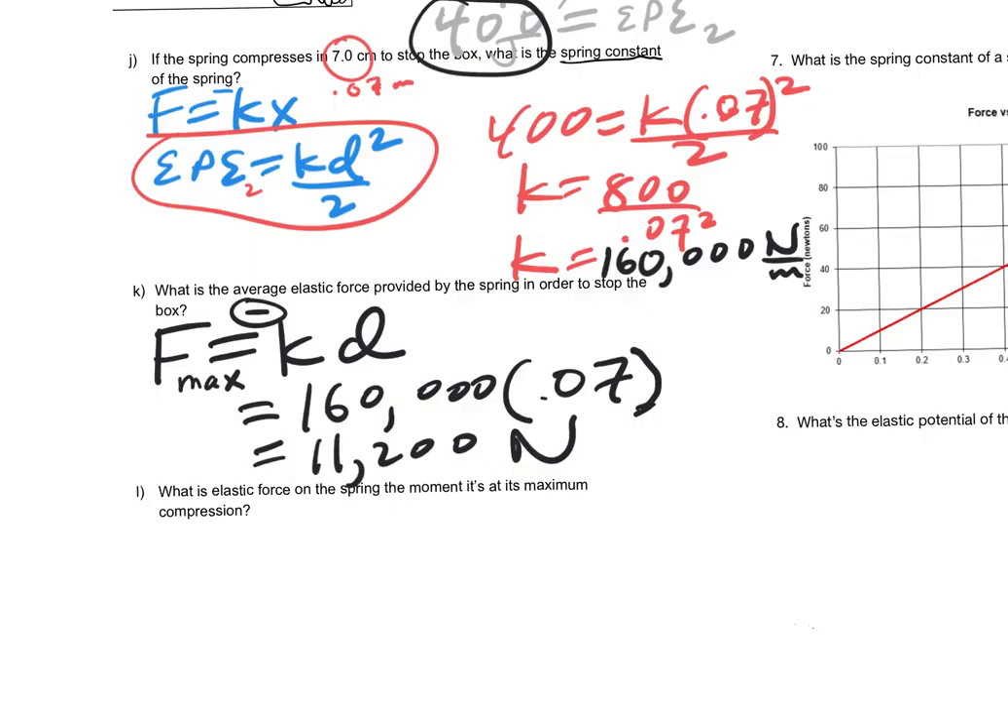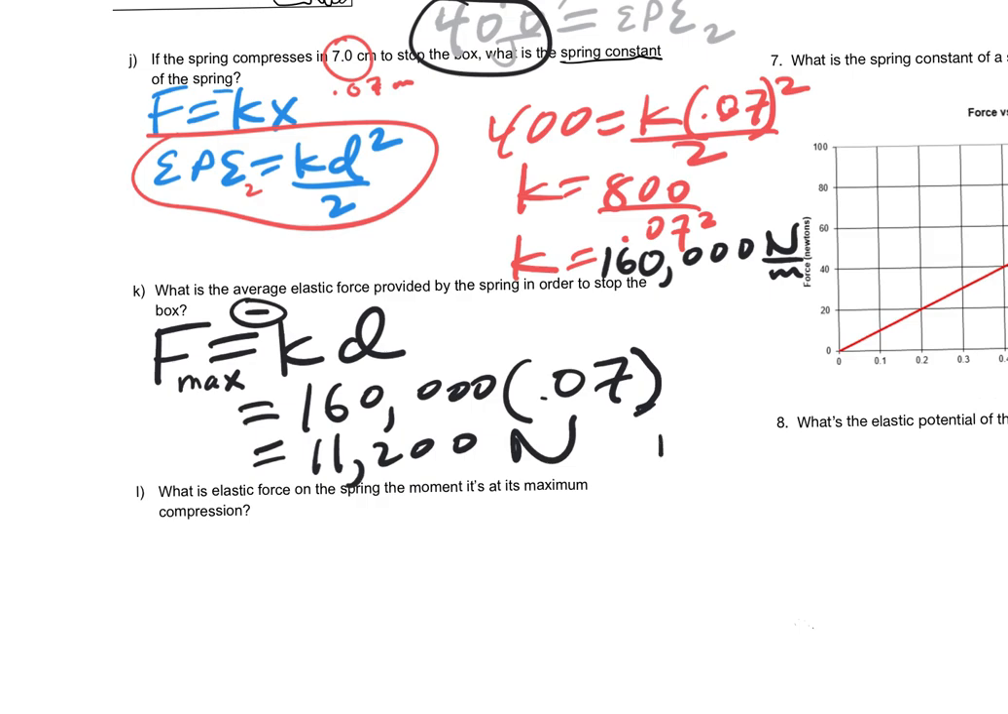Okay, so that's when it's all the way squashed. The average elastic force is the starting force plus the final force divided by 2. When you're pushing a spring, at the moment it touches, there's no force, and then it increases gradually, increases smoothly to the maximum force where it stops.